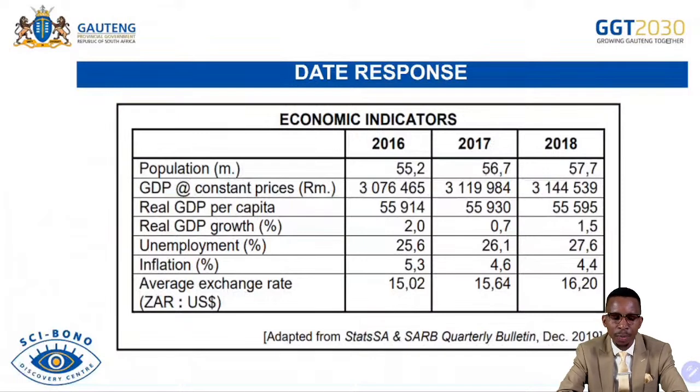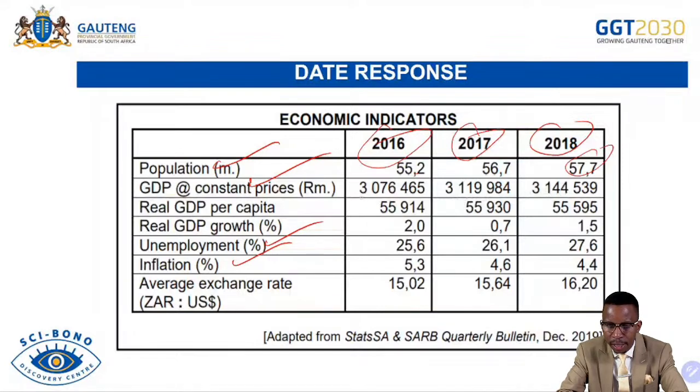Data response, economic indicators. In this case, we talk about indicators, basically economic, and then we also have social indicators. So the population is a social indicator, and then GDP is a part of economic indicators, and also unemployment and the inflation rate are part of economic indicators. So we have 2016, 2017, and 2018. Let's check population growth. It increased from 2016 to 2017, and then real GDP at constant prices in millions also increased.